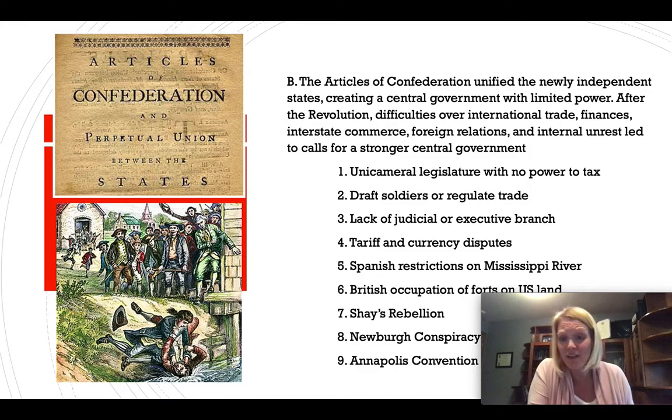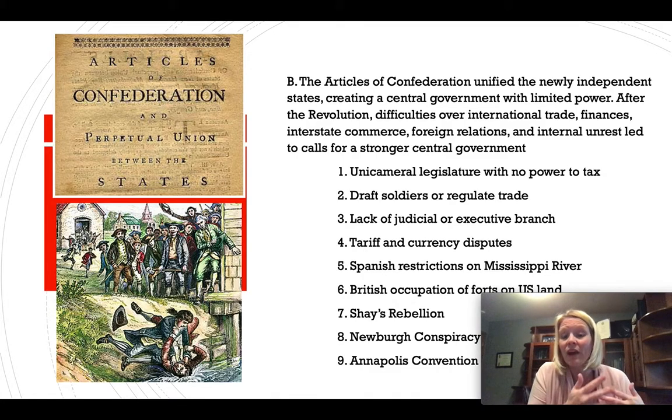They didn't have the power to draft soldiers or regulate trade. Each state could draft soldiers, the state militias, but the Continental Army was funded through the states. There was no judicial or executive branch.